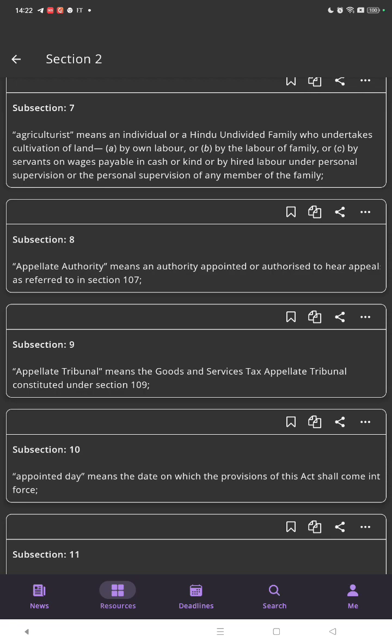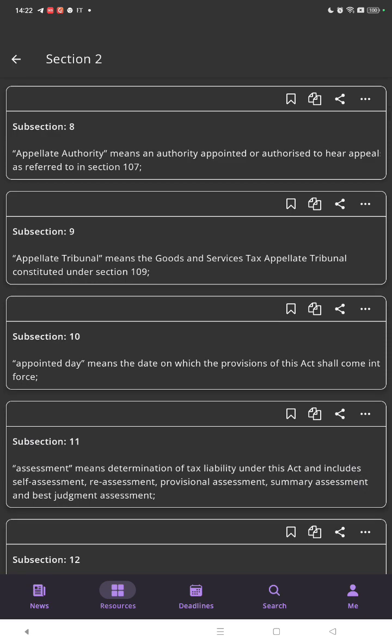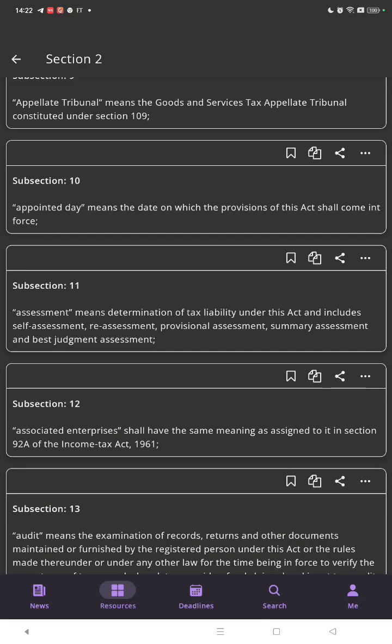Subsection 8, appellate authority, means an authority appointed or authorized to hear appeals as referred to in section 107. Subsection 9, appellate tribunal, means the Goods and Services Tax Appellate Tribunal constituted under section 109. Subsection 10, appointed day, means the day on which the provisions of this Act shall come into force. Subsection 11, assessment.